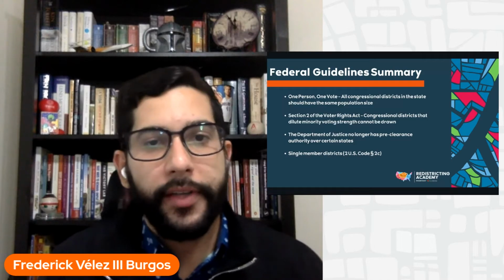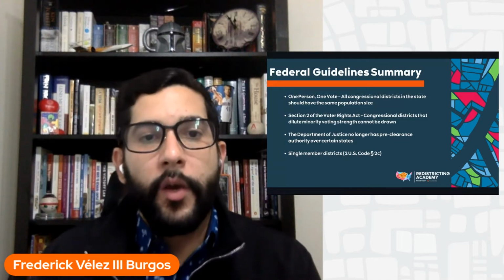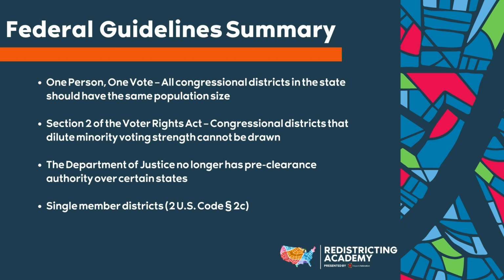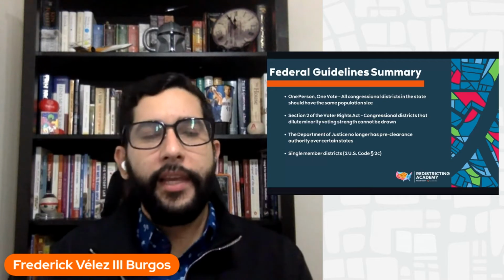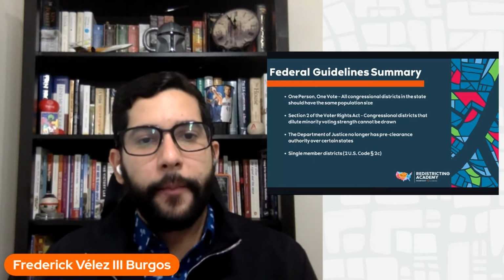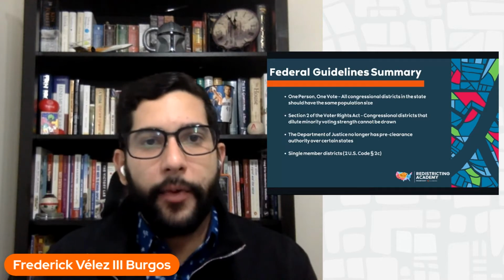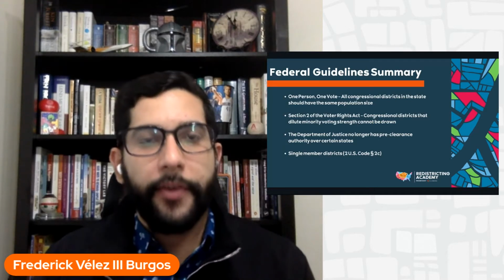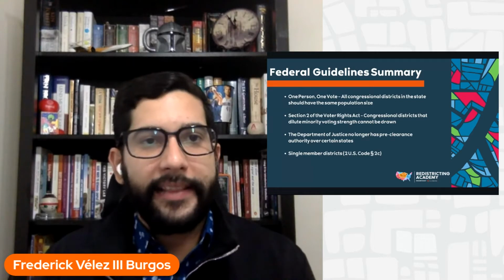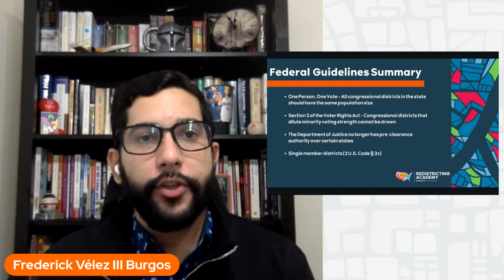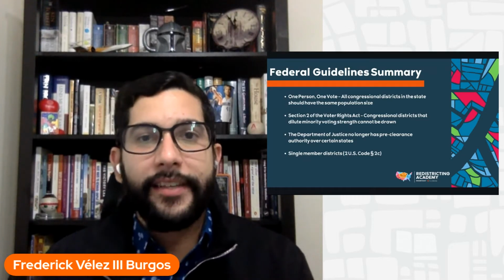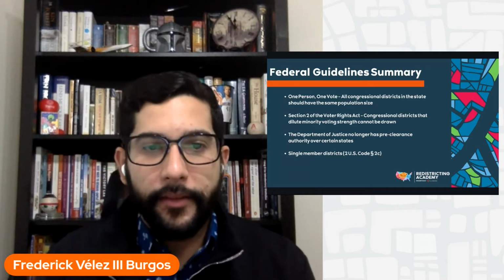So that's what the one person, one vote guideline means. We also have Section 2 of the Voting Rights Act, which says that congressional districts that dilute minority voting strength cannot be drawn. I know I said a lot of academic words in just one sentence, but what it basically means is that districts that reduce the power of representation of minorities, be they Latino, Black, Asian, or even language groups, cannot be drawn. And we're going to see some examples later on of how that happens.